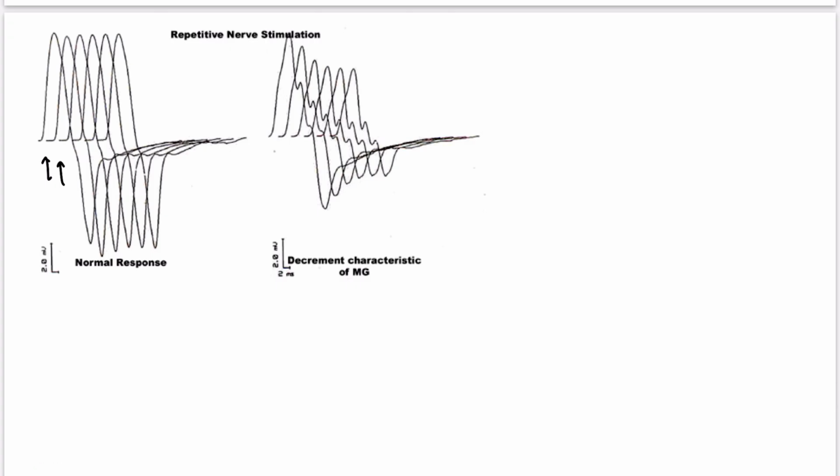On EMG, that is electromyography, whenever you give stimulation to the nerve, you see a muscle contraction. Each and every time you should have a similar response. But if you see a decremental response, that is characteristic of neuromuscular disorders like myasthenia gravis.